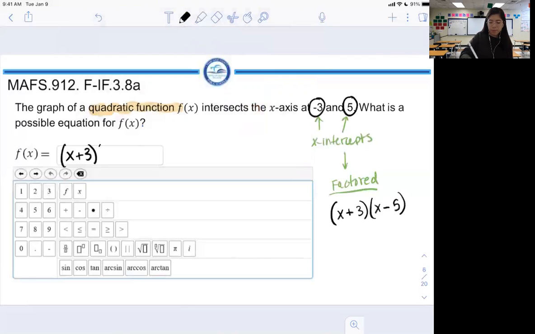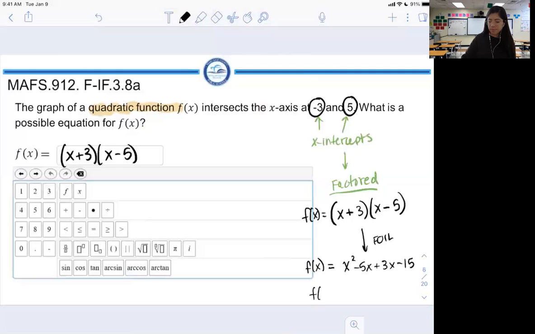Now, I can leave it in factored form. It doesn't tell you what form it wants it in. So I could leave it in factored form, or if you just feel like it, you can put it into standard form. If you needed to put it into standard form, what would you have to do? Yeah, you can have both. But how do I go to standard form? Good, Tyrone, we're gonna FOIL. Remember, factoring is the opposite of FOILing. So when you FOIL, you get x squared minus 5x plus 3x minus 15. So finally, I would get x squared minus 2x minus 15.